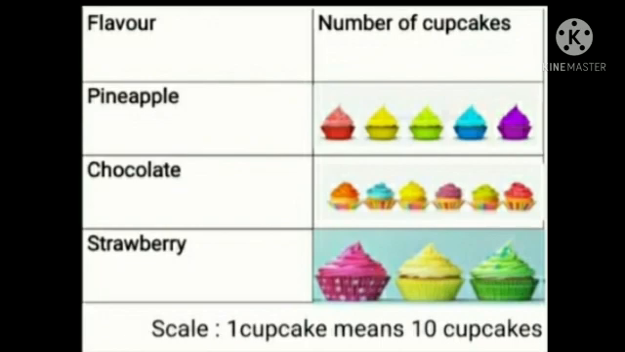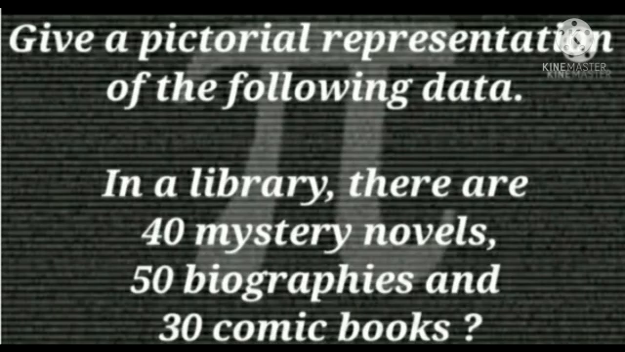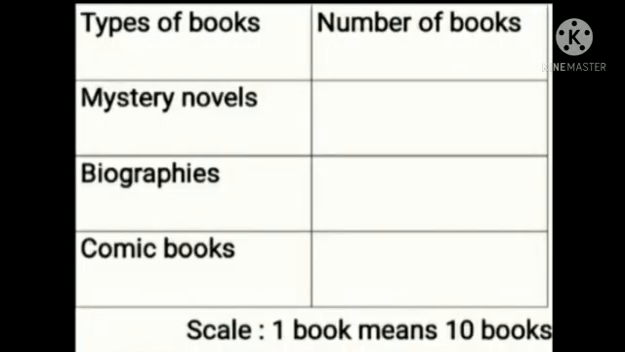So students, moving on to the next example. Give a pictorial representation of the following data. In a library, there are 40 mystery novels, 50 biographies and 30 comic books. So all these we are going to show in the form of a pictorial table. So here is the table. On the left hand side you all can see we have written types of book.